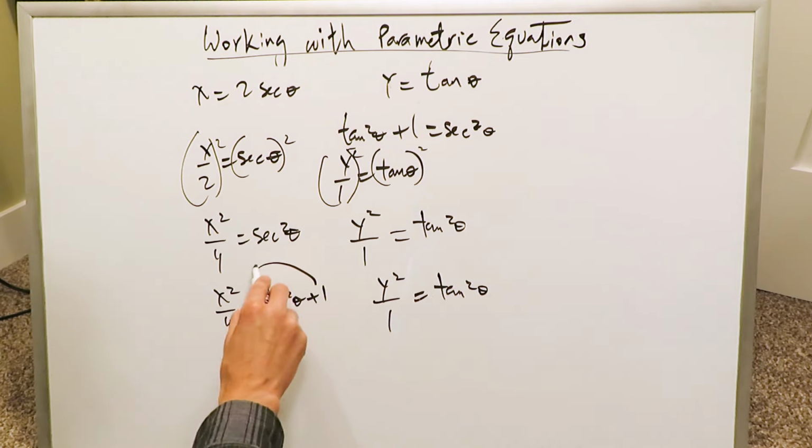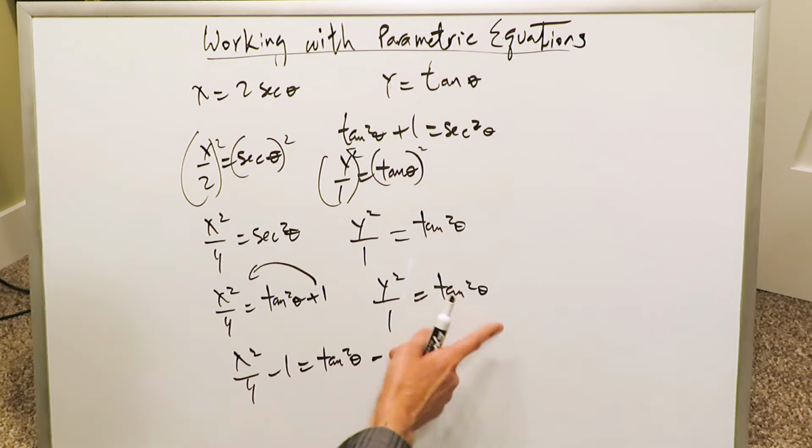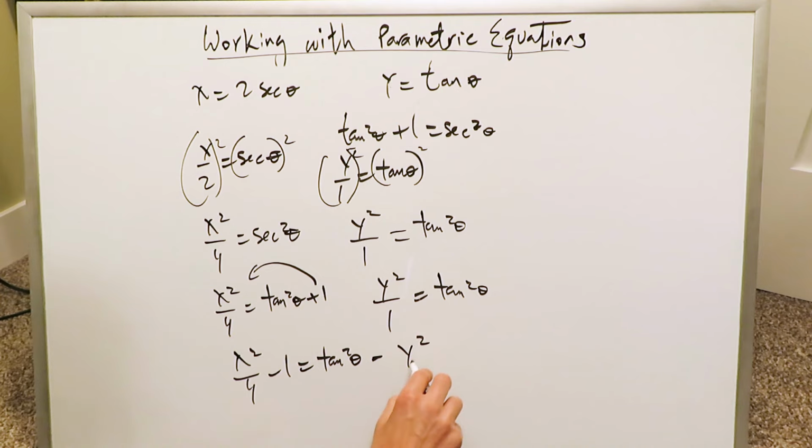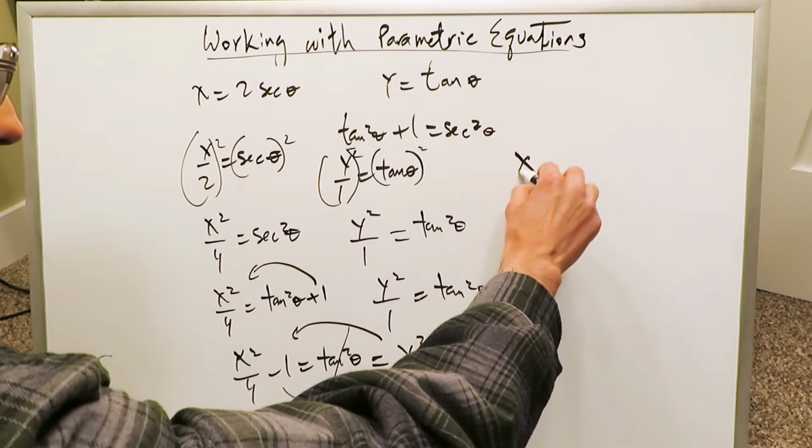Take this 1 and push it on the other side. X squared over 4 minus 1 is equal to tan squared theta, but we know tan squared theta is also equal to this, so it's equal to y squared over 1. Look at this. X squared over 4 minus 1 is equal to tan squared theta, which is equal to y squared over 1. You can cross this out. Push the minus 1 on that side and push the y squared over 1 on this side, and you'll arrive at your rectangular equation.